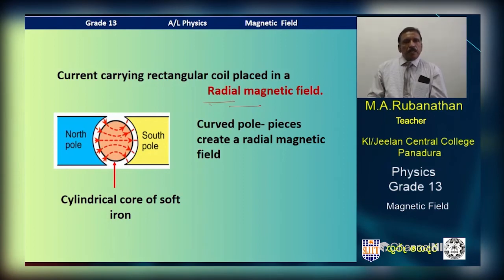This one is curved pole pieces. These curved pole pieces create the radial magnetic field. See the magnetic field lines. They are curved, radial. See that? The lines start from the north and end at the south, but the lines come in this curved way. Normally, between a north pole and a south pole, the lines come straight and parallel. This is a radial magnetic field.